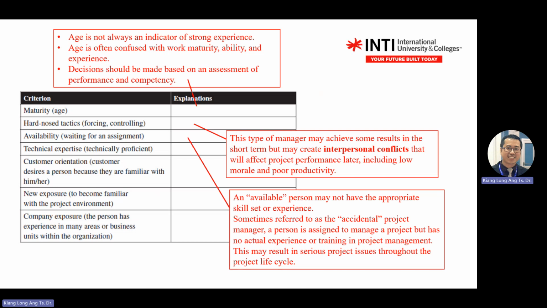Availability is good. An available person might not have the appropriate skill set or experience. So this one, if they are available, waiting for assignment. So those in the companies or in the industry, those that are always available, you also need to be careful. Why? Because they are so free. Why are they so free? No people want to select them. Why no people want to select them? Because they don't have the skill, they don't have the experience.